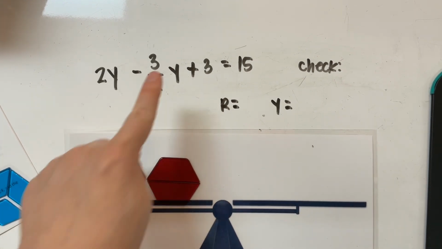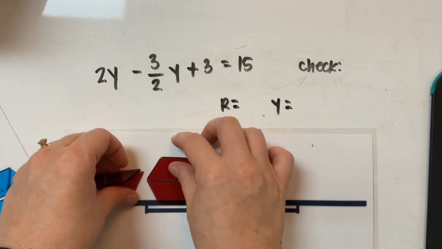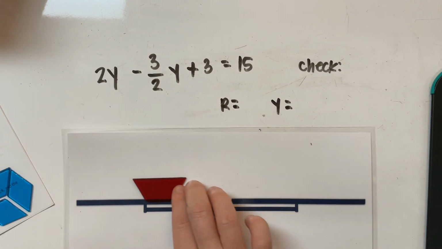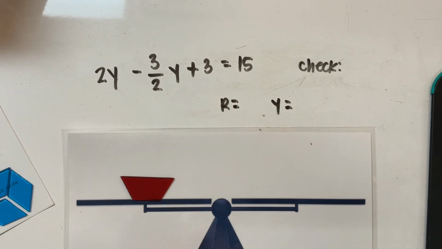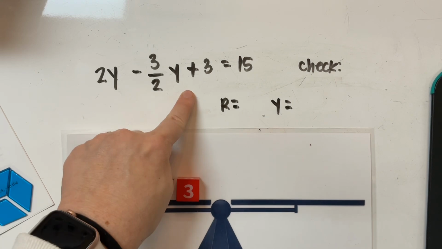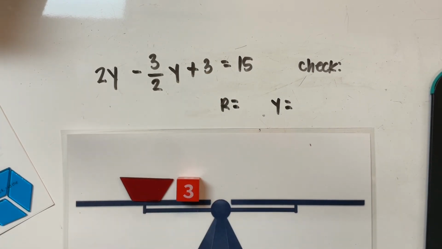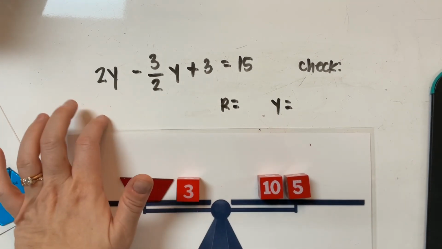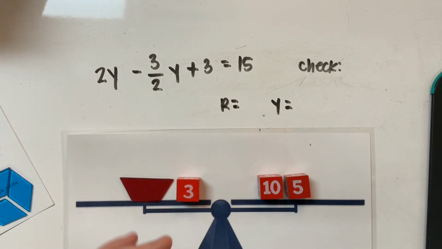So now let's do this step. Now I subtract 3/2. And then I put my 3 on. And then on the other side, I have 15. And now I'm actually ready to solve. So that was a lot of steps. So anytime you have subtraction, just start building it and then subtract as you go.